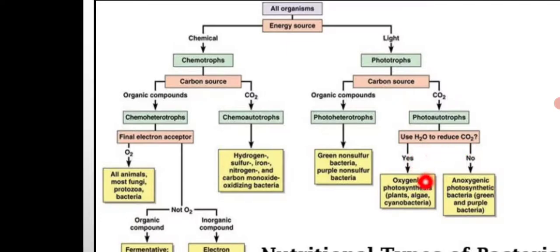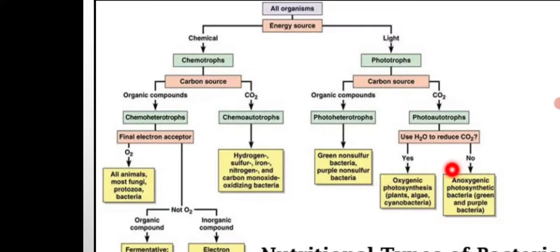Yes, they can use water to reduce carbon dioxide, and that process is known as oxygenic photosynthesis. So the question has been asked and the answer is also there. If they can use water to reduce carbon dioxide, then that process is called oxygenic photosynthesis. It means they will use water and produce oxygen as a byproduct. Therefore, it is known as oxygenic photosynthesis. The examples are plants, algae, cyanobacteria.